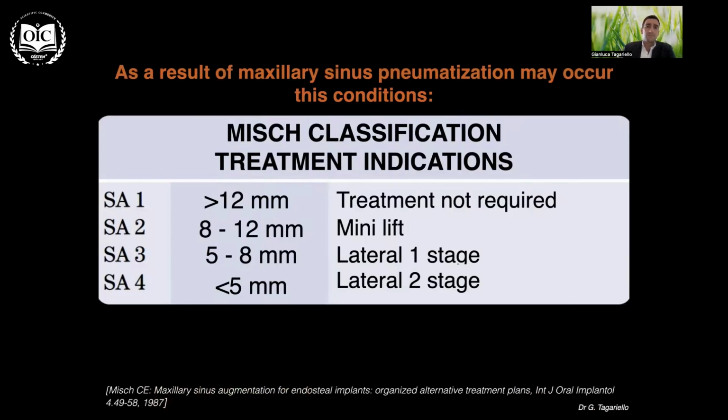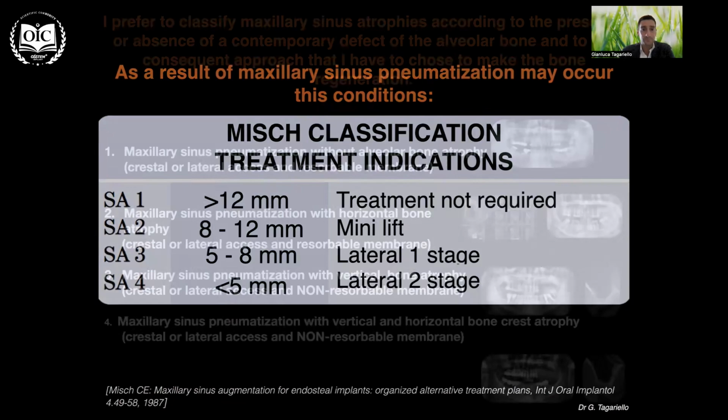This is a very old classification of the pneumatization of the maxillary sinus. It was written by Misch. And you can see how old it is, because they suggest doing a lateral one-stage approach in case we have less than 5 millimeters or between 5 and 8 millimeters of residual bone.